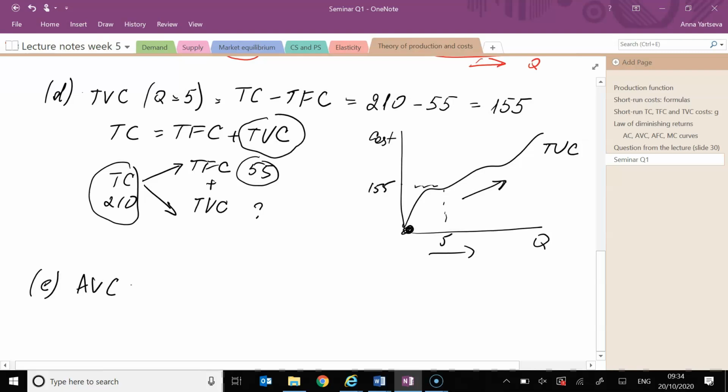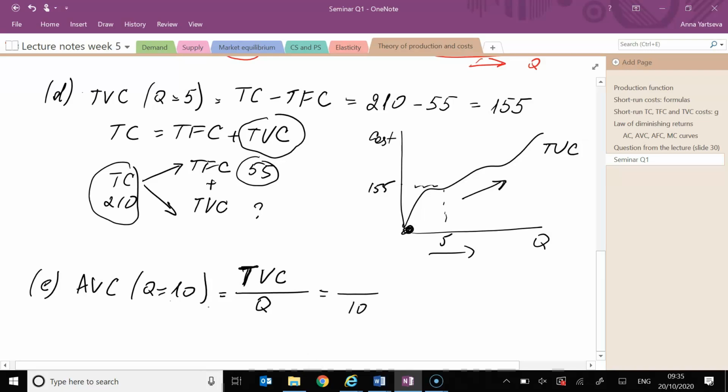Average variable cost when output is 10. As before, to calculate any average, we take the total and divide by quantity. So we'll need to take the relevant total costs, specific number. We are asked about average variable cost. That's why we take total variable cost and divide by quantity. We are asked how much variable cost we'll need to pay per each unit. So we take the total number of this variable cost and divide by number of units. Number of units is 10.